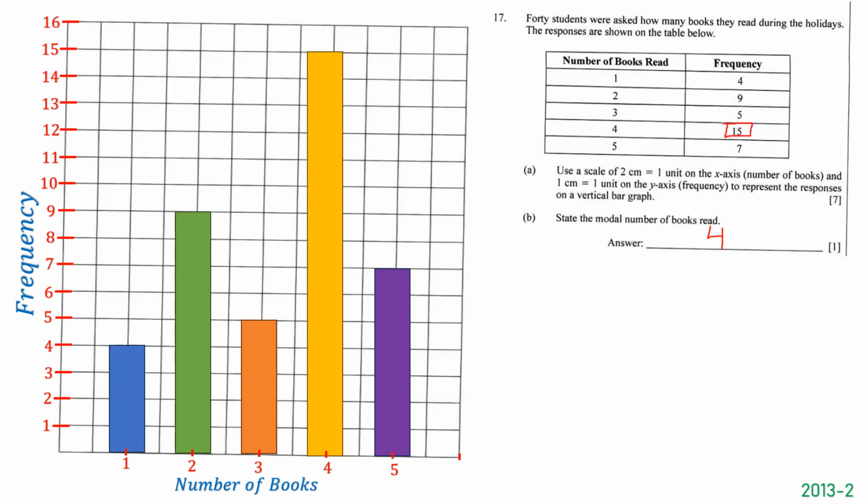So 15 persons read 4 books, whereas only 4 people read 1 book, and only 9 persons read 2 books, and only 5 persons read 3 books, and only 7 persons read 5 books, but 15 persons read 4 books. So the modal number of books read is definitely going to be 4 books. Okay, let's move on to the next question.